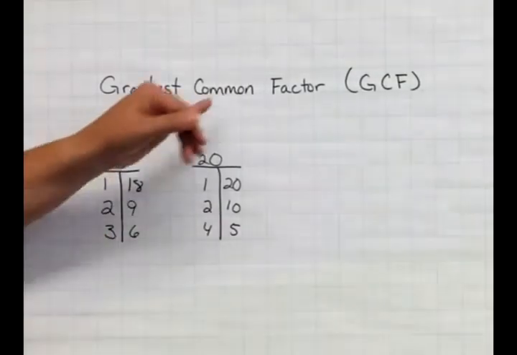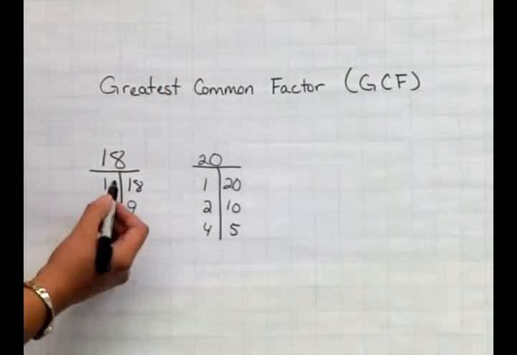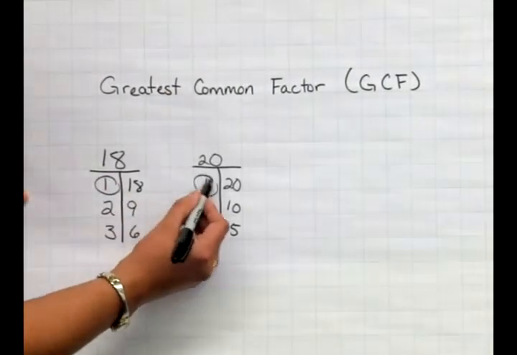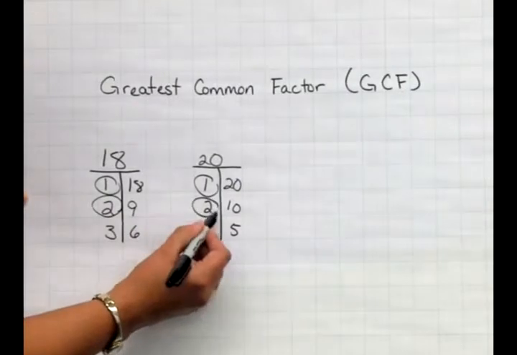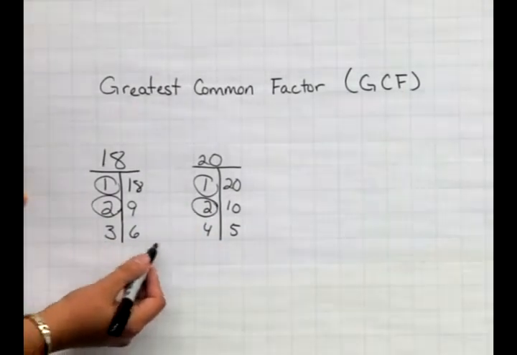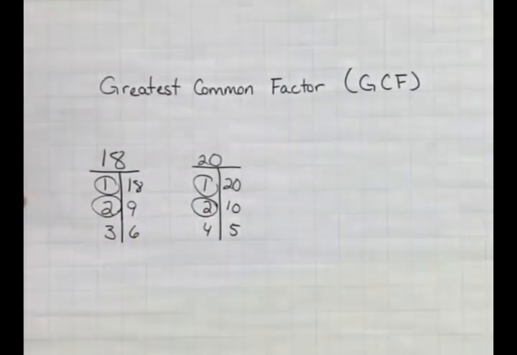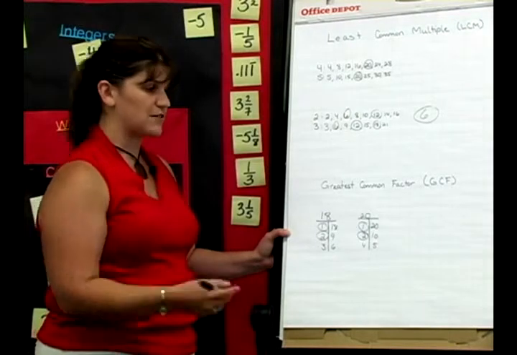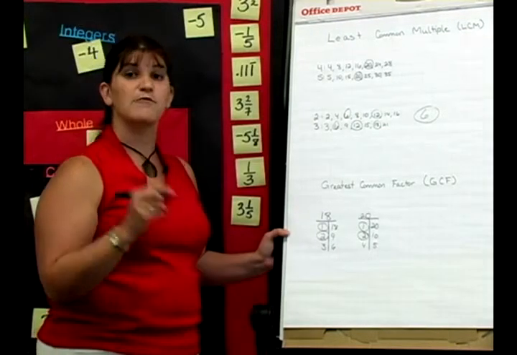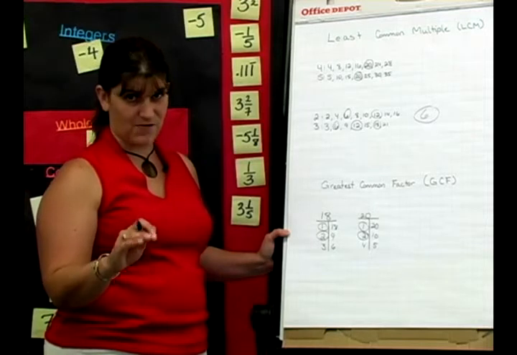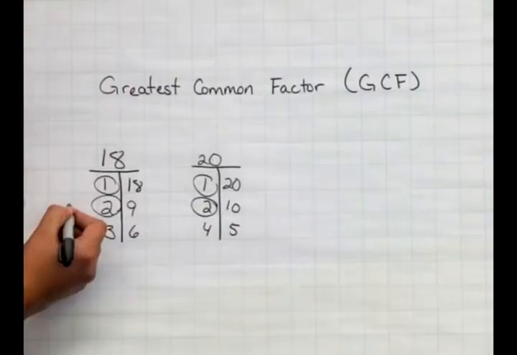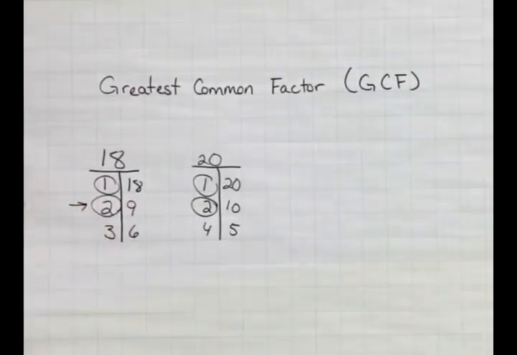Now we need to find the common factors. So 1 is a common factor, and 2, 3, 6, 4, 5, okay. It looks like there are only 2 common factors, the 1 and the 2. Now we want to find the greatest common factor, which happens to be the greatest number, which is 2.